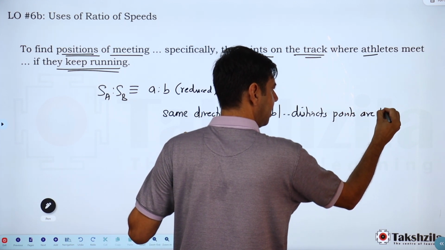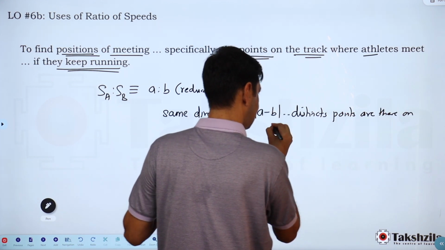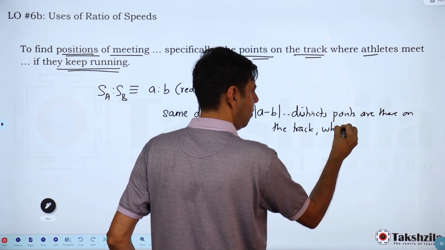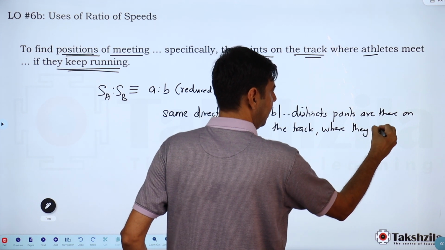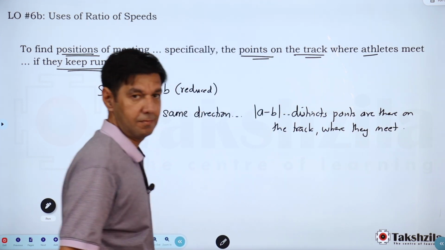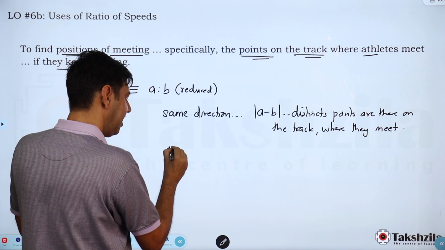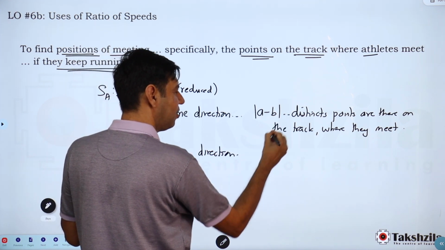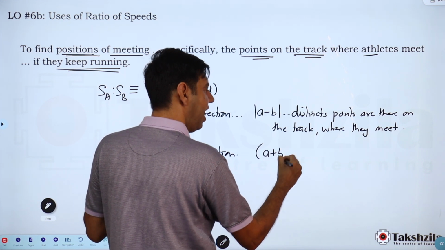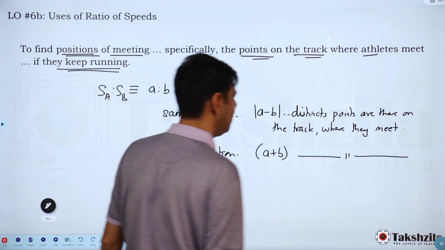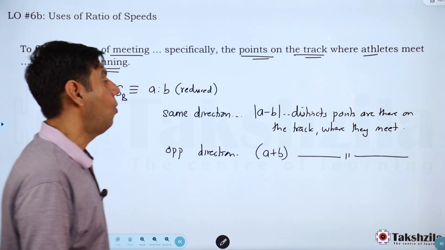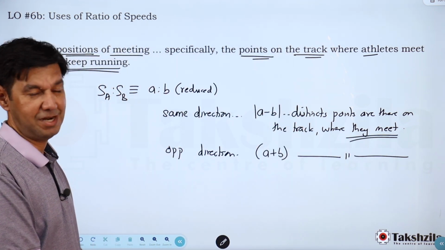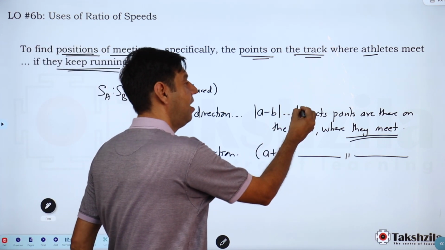Let me write it completely. These many points are there on the track where they can meet. If they are running in the opposite direction, everything is the same. Instead of the difference, we take A plus B, and the rest all remains the same. These many points are there on the track where the athletes meet if they keep running. So these are the points where they will keep meeting, right?